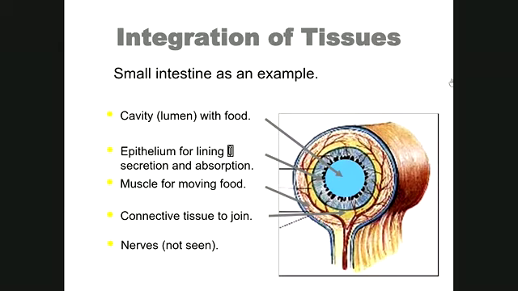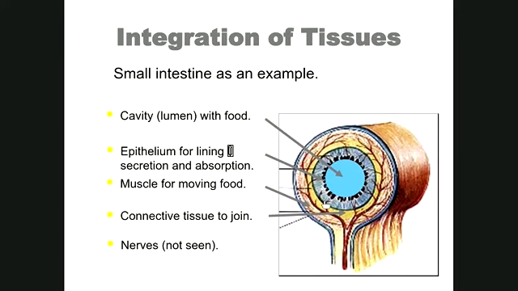Integration of tissues. I want to show you that in all of the organs in our body, we have different types of tissue. Imagine that this is a cross section of your small intestine. In the small intestine, this blue part is the lumen, or the cavity which the food passes through. After that, you can see the epithelium. The epithelium lines your small intestine, and this epithelium is specialized for secretion and absorption.